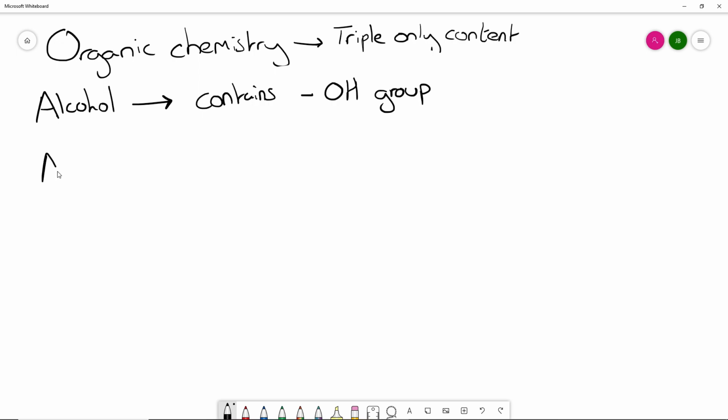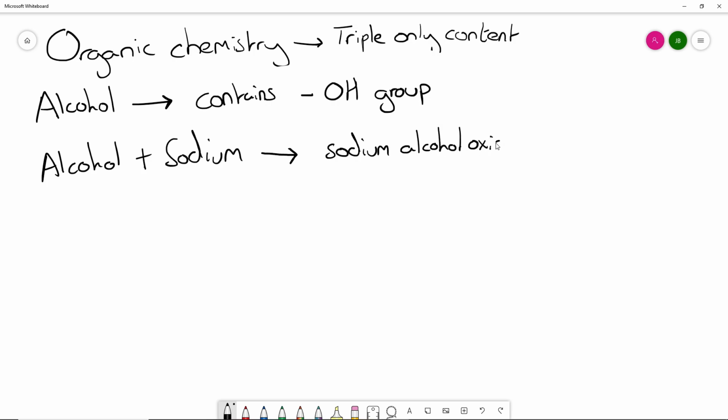So alcohol plus sodium will form sodium alkoxide, and this is just a general formula, and I'll show you what that looks like. So let's do methanol this time. Methanol will form sodium methoxide. If it was ethanol, it would be ethoxide. If it was propanol, it would be propoxide. It just depends on which one we're using.